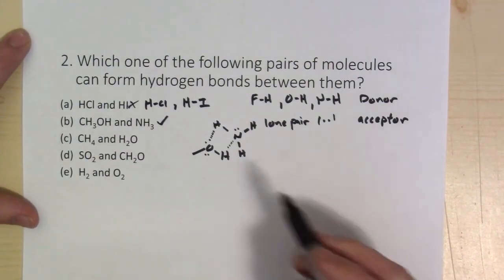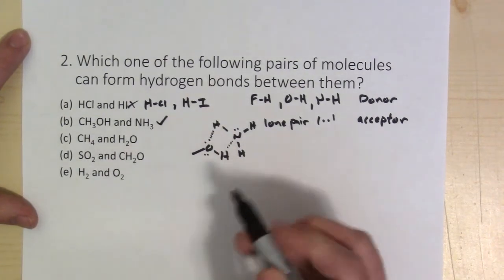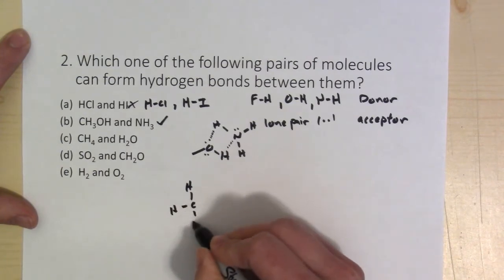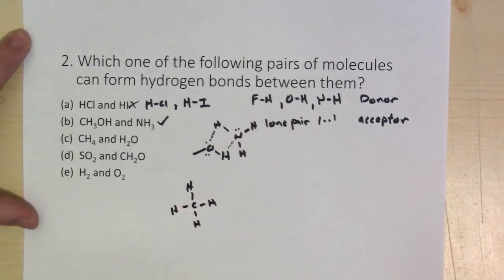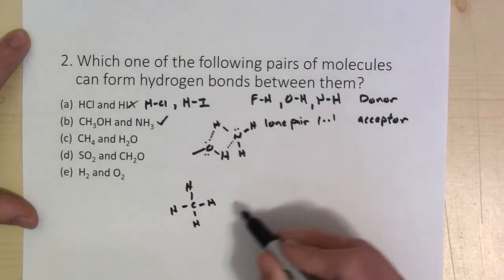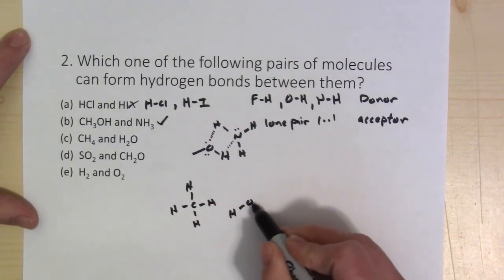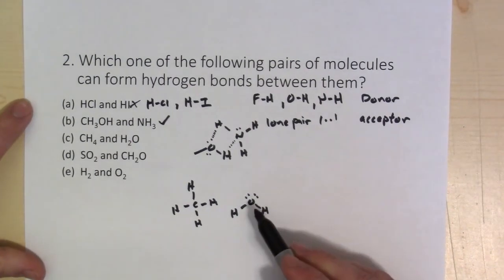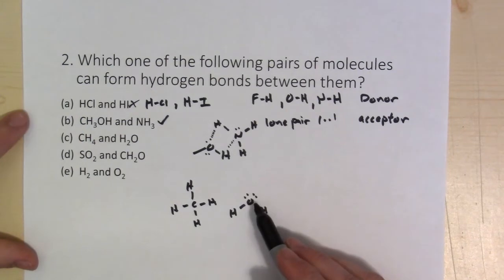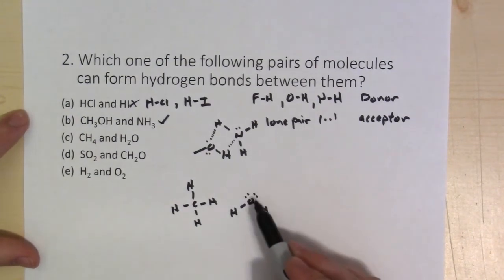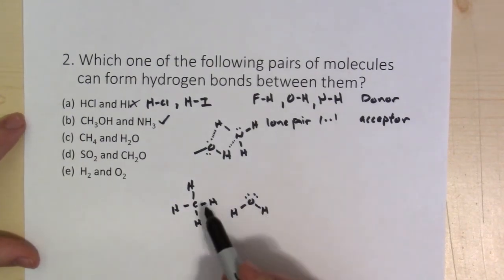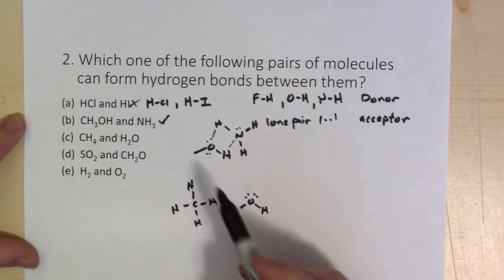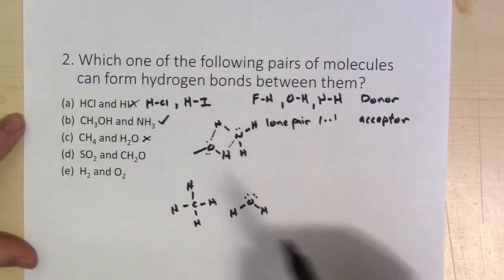We'll just quickly go through the rest of these 3 here. So the next one, C, is methane. So CH4, carbon in the center with 4 bonds to hydrogen, and then H2O. So water is capable of being a hydrogen bond donor or a hydrogen bond acceptor. It has an OH bond and the oxygen has a lone pair, but there's nothing for the OH bond to donate that hydrogen bond to in methane. So that one is out.